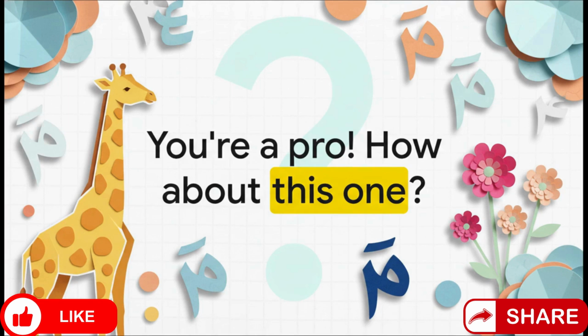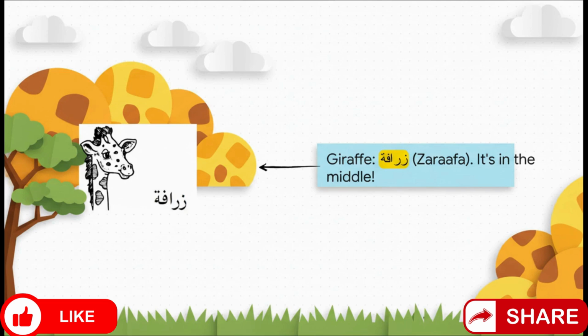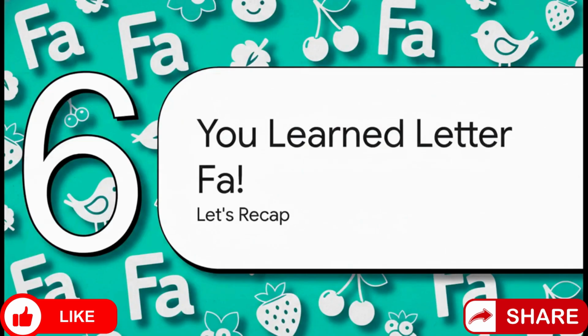Okay, one final challenge for you. Can you find the fa in the word for this very tall, spotty animal? It's a giraffe, or zarafa. Okay, I'll give you a moment to scan the word, find that fa, and you got it. It's right back in the middle again, zarafa. Superb spotting. And would you look at that? Just like that, you've completely mastered the letter fa.